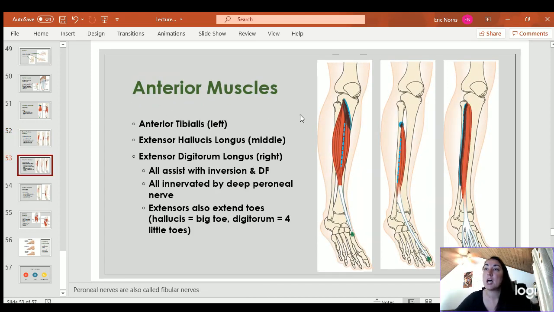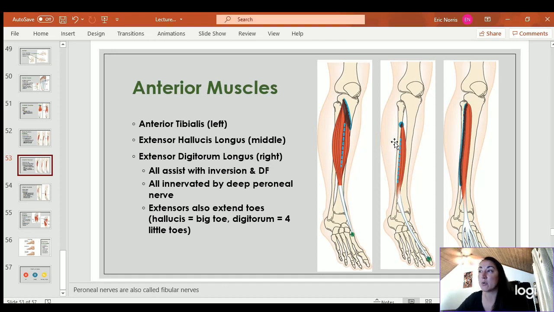Anterior muscles, we have our anterior tibialis here. We have our extensor hallucis longus right in the middle, and we have our extensor digitorum longus on the very right. They all assist with inversion and dorsiflexion. They are all innervated by the deep peroneal nerve. So the ones on the back portion of the calf or the lower leg are the tibial nerve. Now here on the front portion are the deep peroneal nerve. And they all invert and dorsiflex.